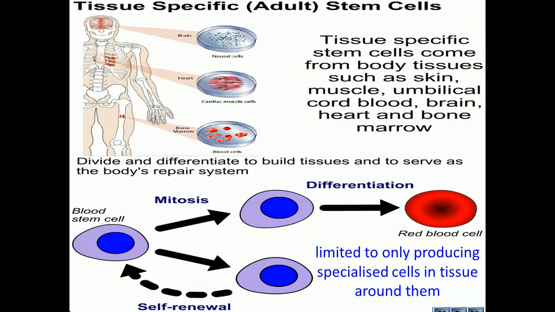So tissue-specific stem cells come from body tissues, and they are limited to only producing specialized cells in the tissues that they're located in. For instance, the bone marrow adult stem cells could only turn into blood cells. And they do this by mitosis to produce more cells, and then these cells differentiate, but could only turn into specialized cells in tissues around them.